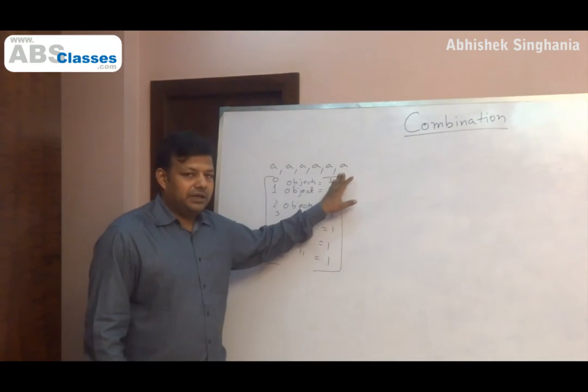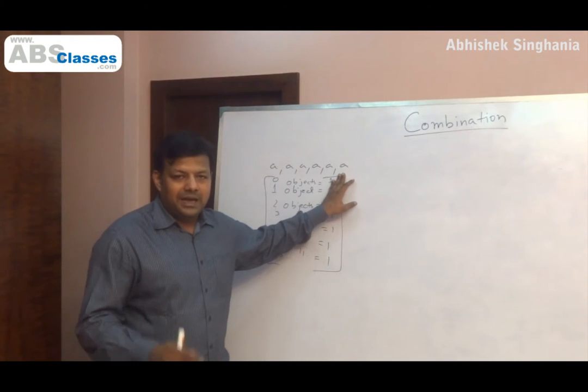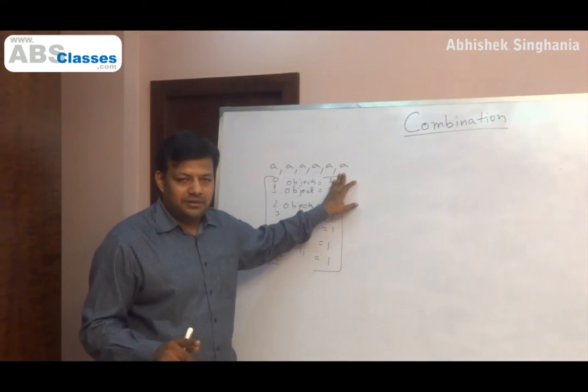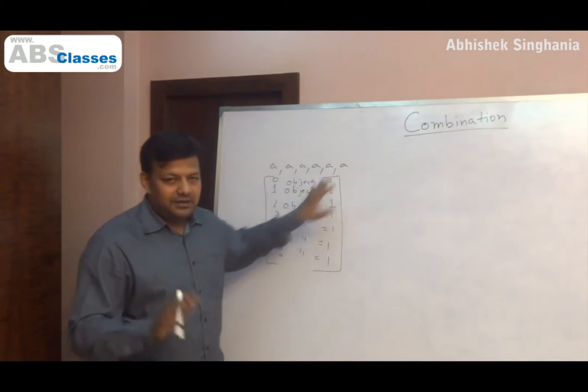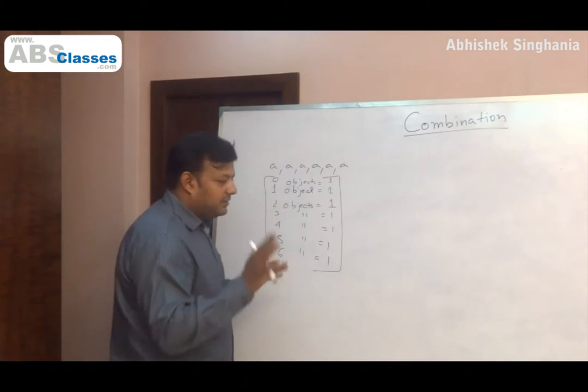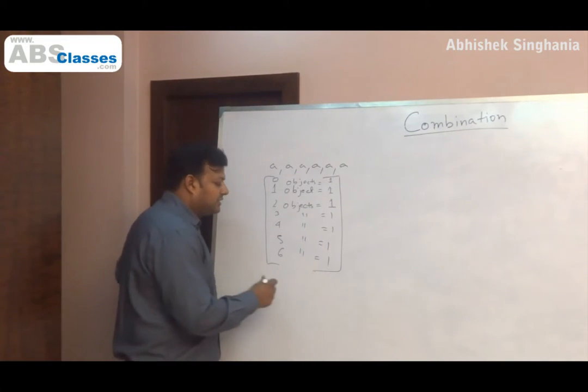N identical objects, R is not defined. R can take any value from 0 to N, which means in how many ways can I take that decision? N plus 1, right? I've just used a little bit of nomenclature here, but I'm sure you understand this.